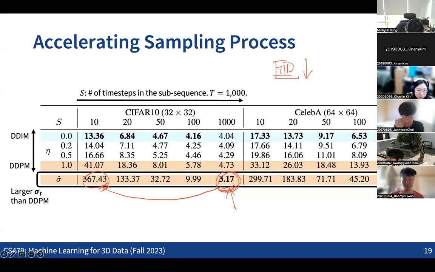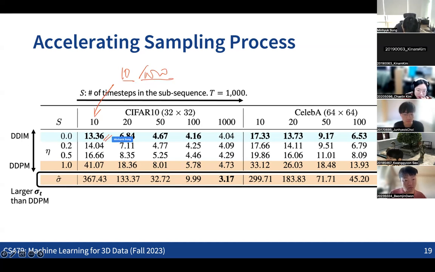But if you make the process deterministic, then what we can see is that even when you use only 10 steps out of the 1000, the quality degradation is not that big. We are still getting okay results, but it's not very good. But you can see that if we reduce until about 50, then there's no big difference, right? Compared with the case that we are using the full time steps.